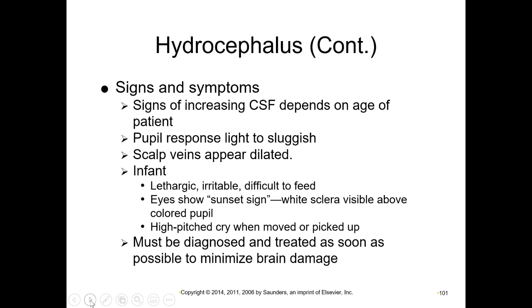Their eyes will show the sunset sign, where the white sclera is visible above the colored pupil, so that the pupil looks like a sun setting at the bottom of the eye instead of being where it should be. They have a very high pitched cry when they're moved or picked up, and you'll notice that very high pitched cry. They have to be treated as soon as possible to minimize any damage to the brain.